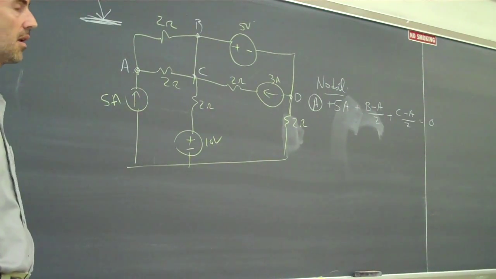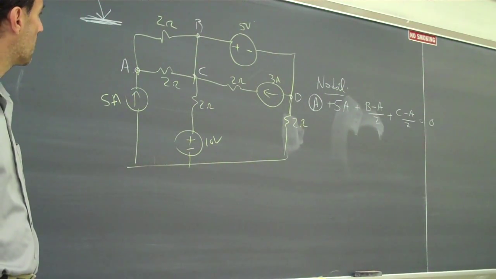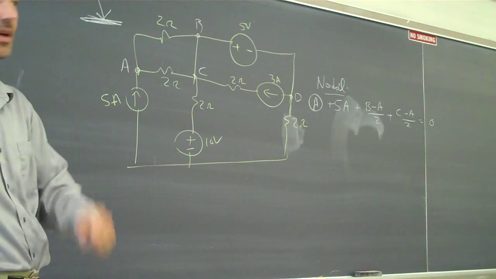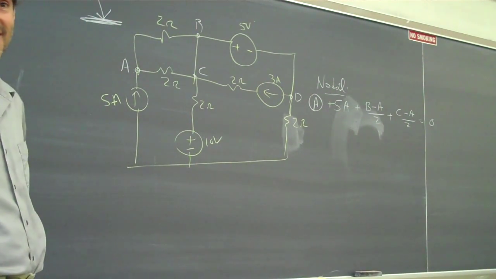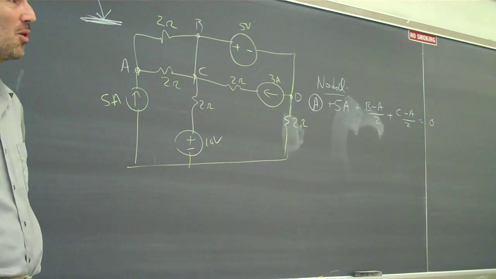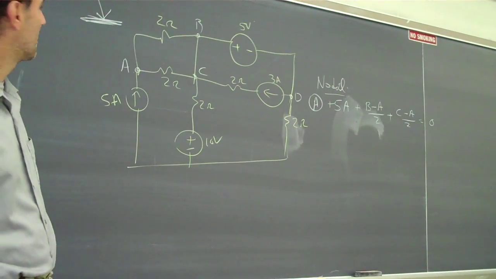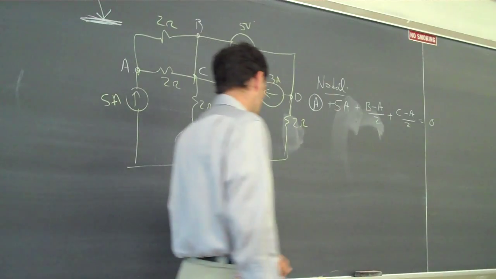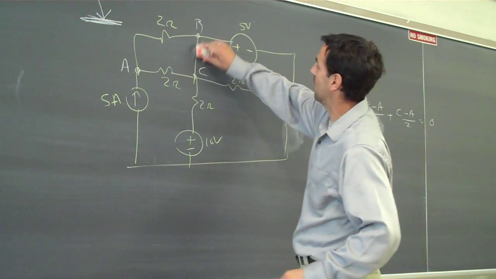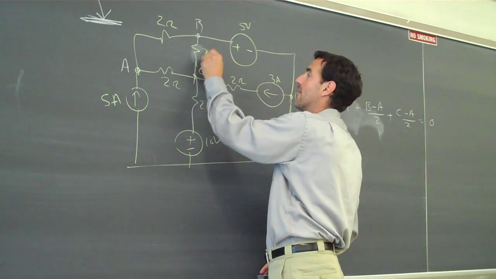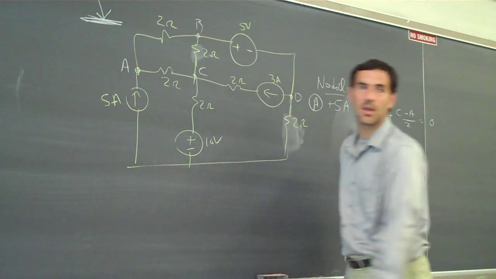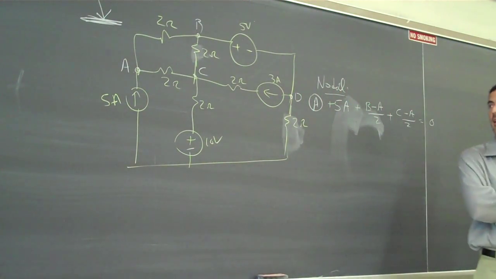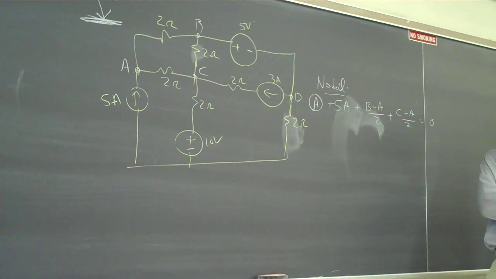Aren't B and C the same node? Thank you. I'm on film, right? And I've got the same node mentioned twice. So B and C are the same node. I can make them not the same node. Put a 2 ohm resistor there. Now they are different nodes.